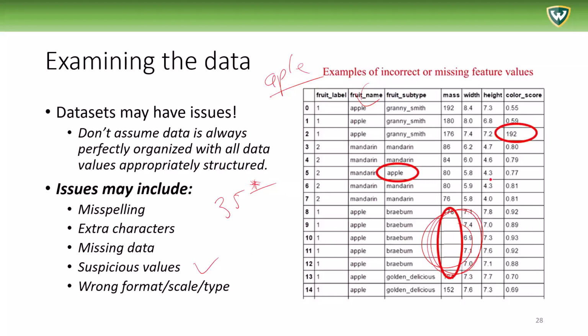Sometimes there may be suspicious values. So for example, on the color score, all the values are between 0 and 1. And then here we have this 192. So what happened? This is very suspicious, and in fact, shouldn't be here at all because it's not a color score number.